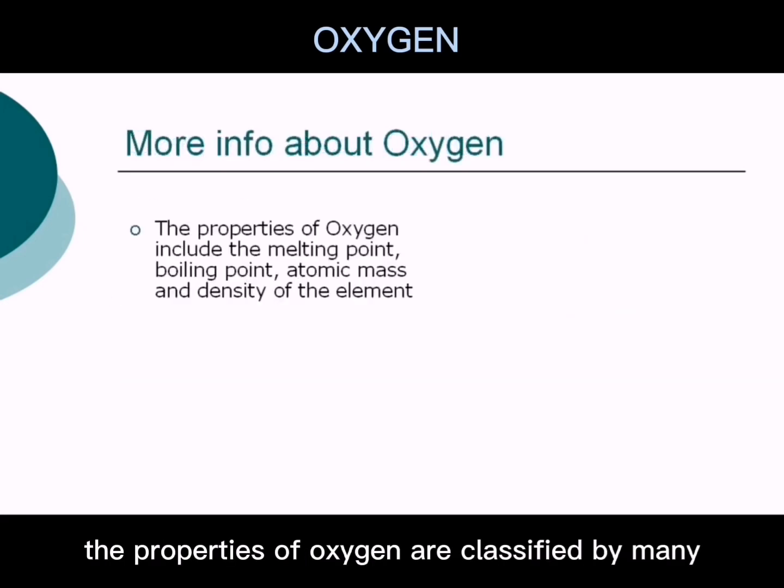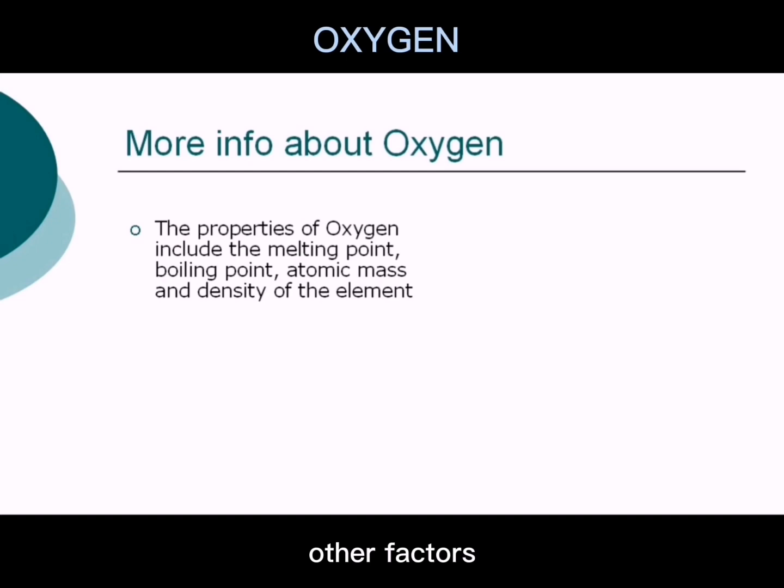The properties of oxygen are classified by many other factors including the melting point, boiling point, atomic mass, and density of the element.